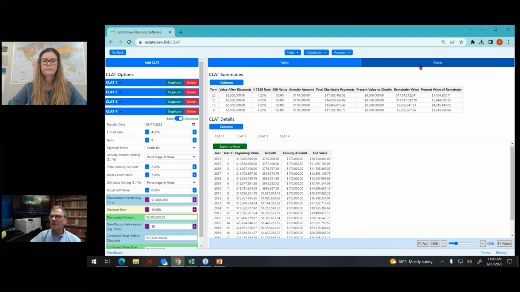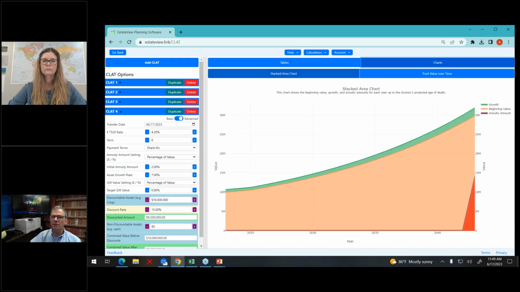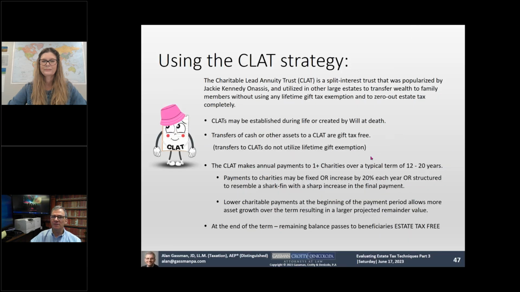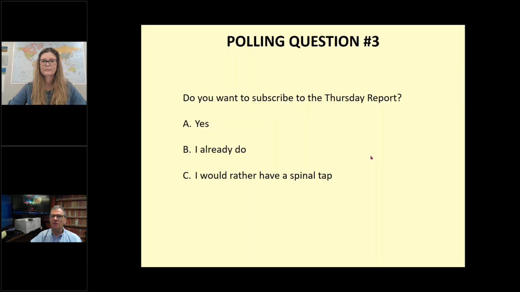Super. By the way, there are charts here, so you could play with charts. Like this is a shark fin clat. You see, this is the shark fin, the red thinness, and there's that shark fin. And then on a raft up here is huckleberry fin. All right, so that is the clat, and I should do the last polling question.